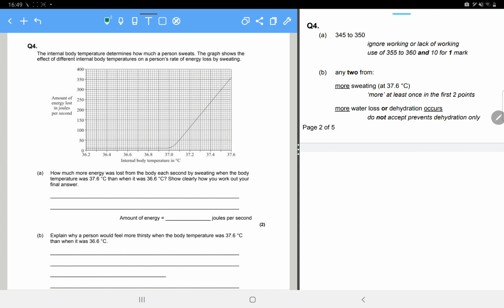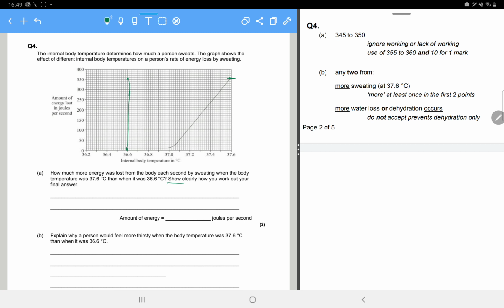But A here is asking a direct mathsy question, and it's simply asking us effectively how much energy is lost at 37.6 compared to 36.6. So here we have our level of 37.6 there, 36.6 is there, and so it is the difference between those two. Okay, and you can see that's 350 joules.